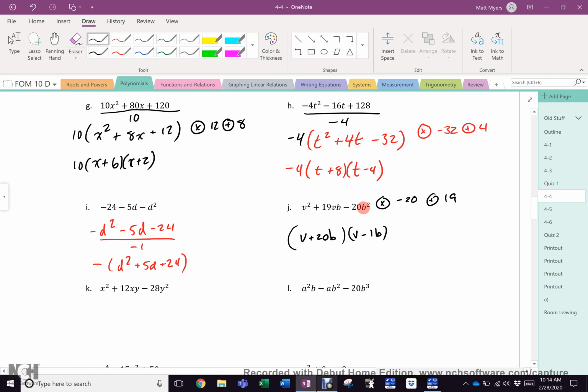Kids look at that and they say, oh my God, I can't do it. What do I do with that extra letter? And why is that a problem? You know that V times V gives you V squared. So what gives you B squared? B times B, right?